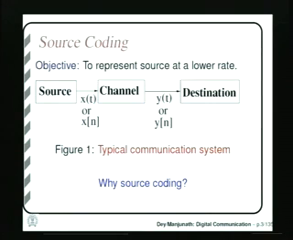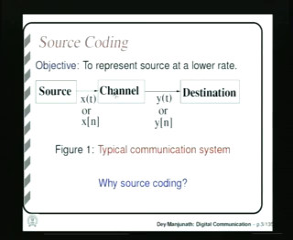So, let us see why we need source coding. So, this is a typical communication system. It involves one source which generates the message or information that is to be transmitted through a channel to the destination. It generates a continuous time signal or a discrete time signal, and the destination receives a distorted version of the signal y(t) or y[n], and the channel distorts the signal in some way or the other.